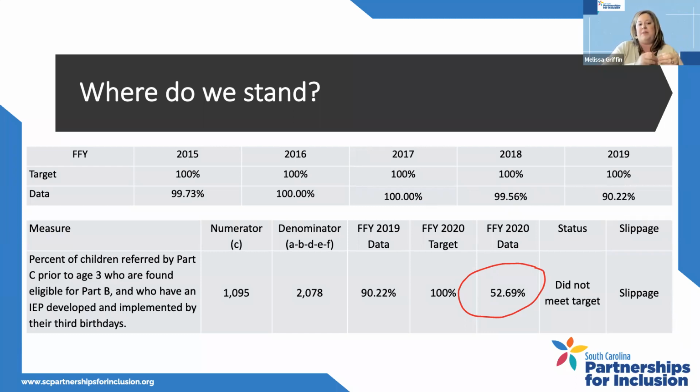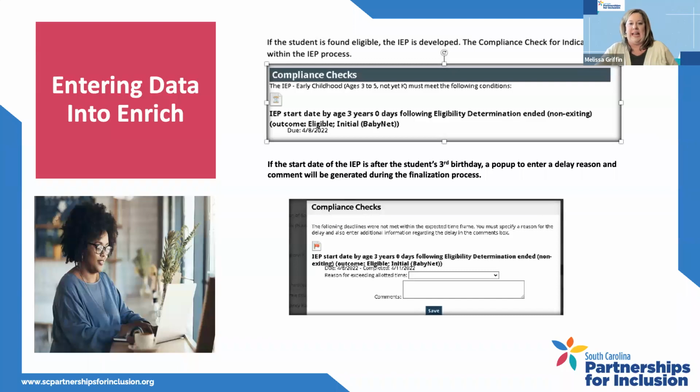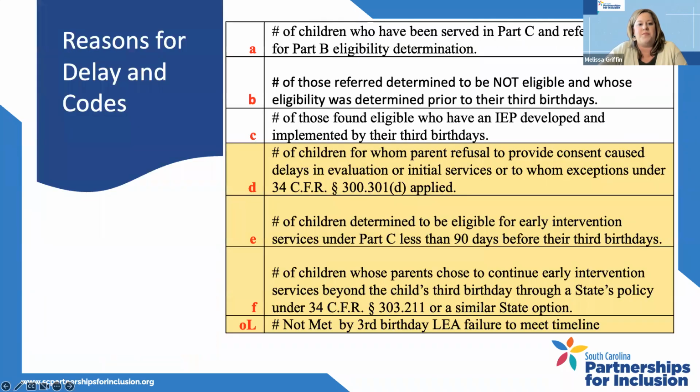Next, you've got to put this information in so that OSEP can have it. And you guys use Enrich. So we wanted to have kind of a visual for you all. As you're entering the transition information into Enrich, you'll get a pop-up for a compliance check if it's late. And so you would enter a delay reason and a comment right here. There are codes that would correspond with that. And so let's take a look at those.